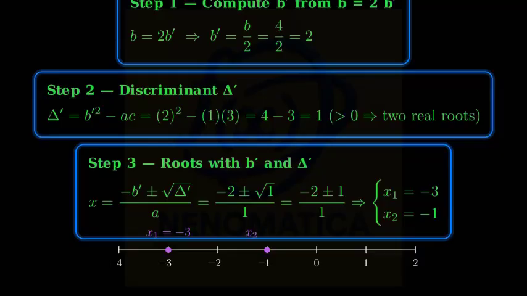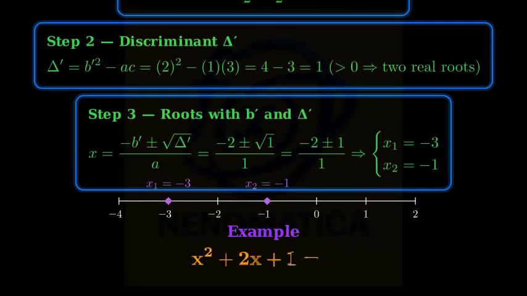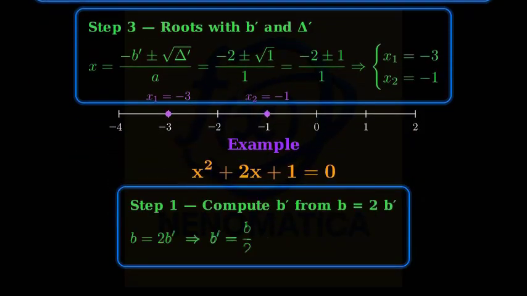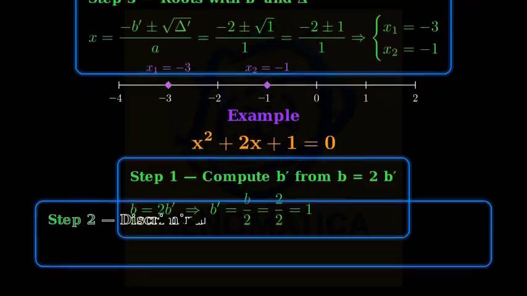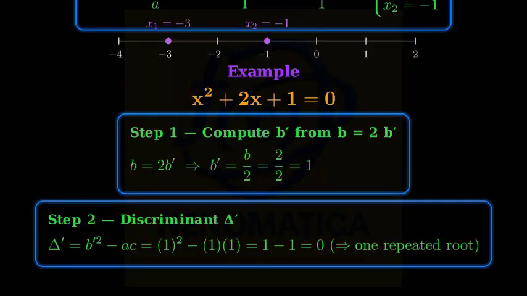Example. Our second equation is x squared plus 2x plus 1 equals 0. Again, we compute b prime, then delta prime, and the roots. Step 1. Compute b prime. Since b equals 2, b prime equals 2 over 2, which is 1. Step 2. Compute delta prime. 1 squared minus 1 times 1 equals 0. A 0 discriminant means one repeated real root.